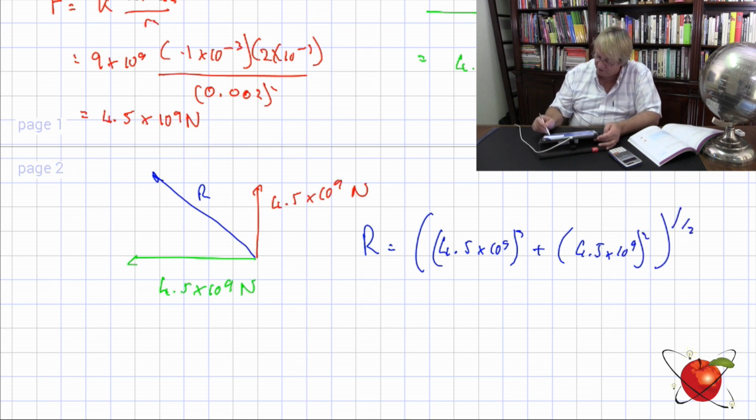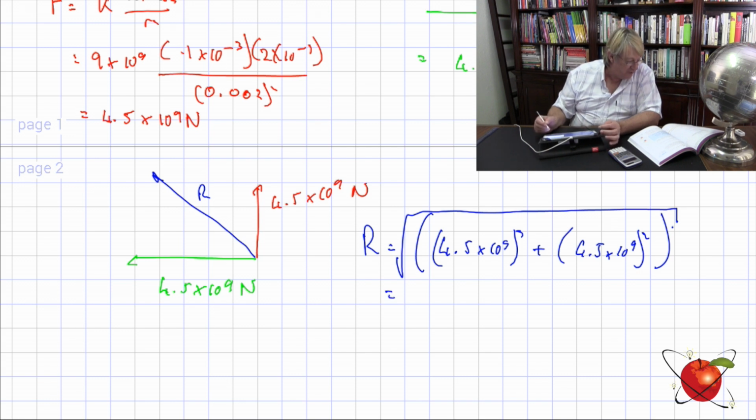If you don't want me to put it in terms of the exponent like that, let's put it like that, correct? And the resulting force comes out to be 6.4 times 10 to the 9.